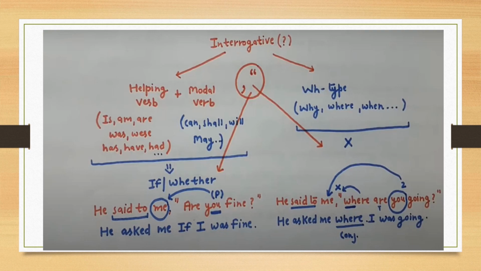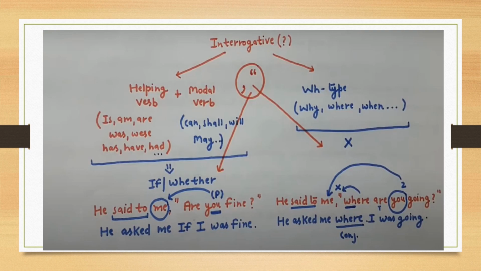Now coming to the comma and double inverted comma, it would be replaced by if or whether. So I'm replacing it with if. Now, are you fine? That is an interrogative sentence. So the next step would be change in the pronoun. Please make a note. After changing the comma and double inverted comma, we need to make changes in the pronoun. So what is the pronoun in the question? Are you fine? You. You is the pronoun, right?